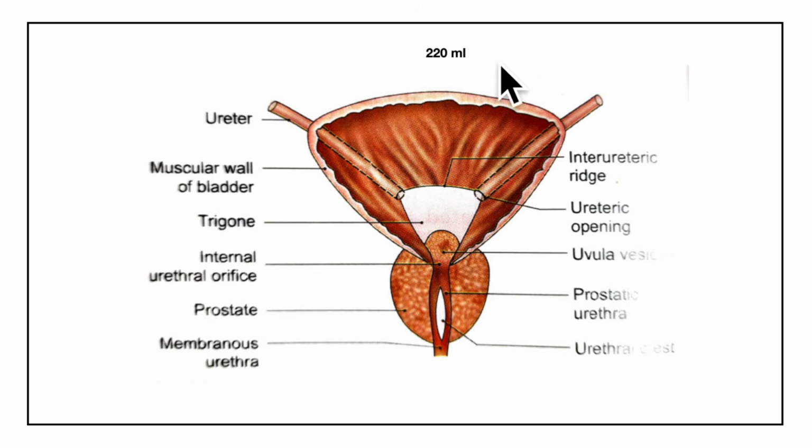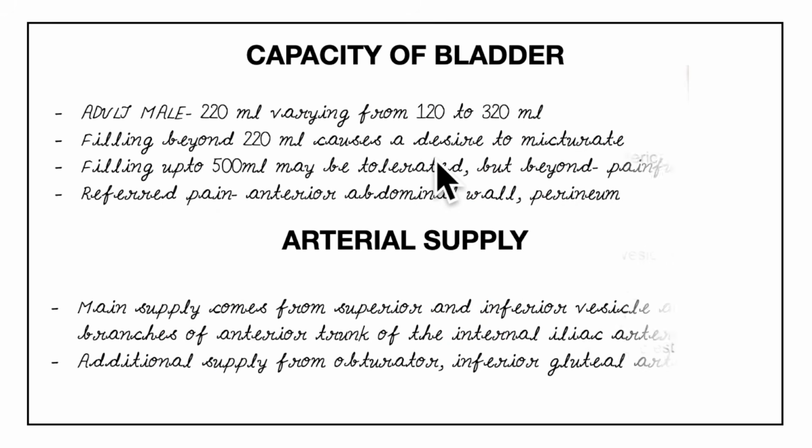Now filling beyond 220 milliliters causes a desire to micturate, and the bladder is usually emptied when it is filled to about 250 to 300 milliliters. Concising the important points under the capacity of the bladder, in an adult male, the capacity of the bladder is 220 ml. It may vary from 120 to 320 milliliters. Filling beyond 220 milliliters causes a desire to micturate. Filling up to 500 milliliters may be tolerated, but beyond it may be painful. There can be referred pain in the anterior abdominal wall as well as the perineum.